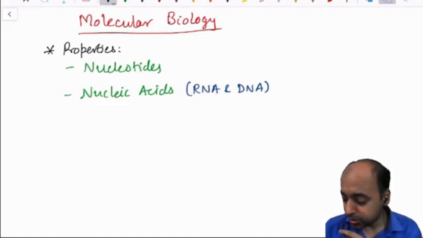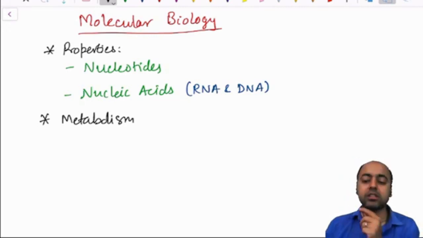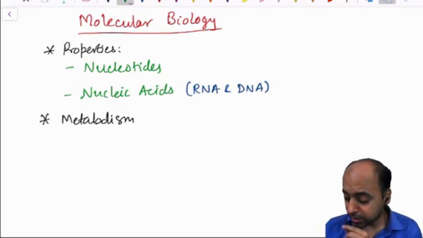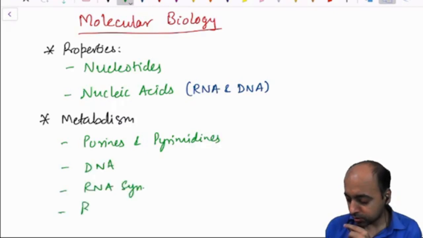Once we discuss the properties, then we will discuss the metabolism. And when I say metabolism, obviously it means biosynthesis as well as the breakdown. In this metabolism, we'll talk first about the purines and pyrimidines, the nitrogenous bases. After that, we'll talk about the DNA synthesis, the RNA synthesis, and the protein synthesis.